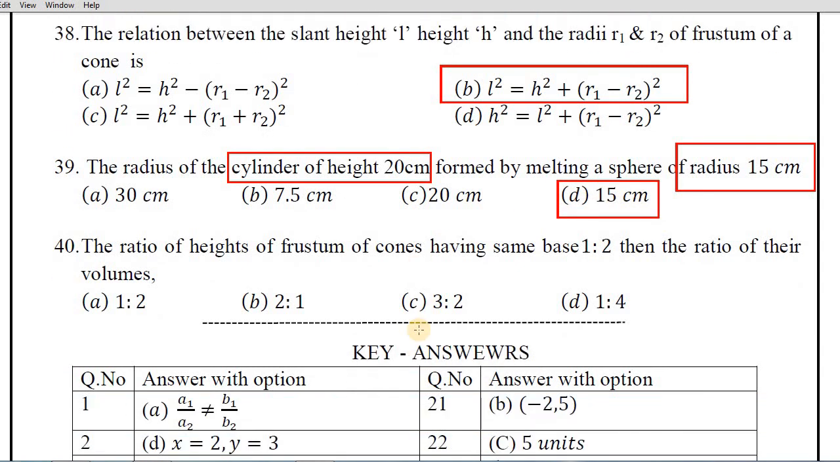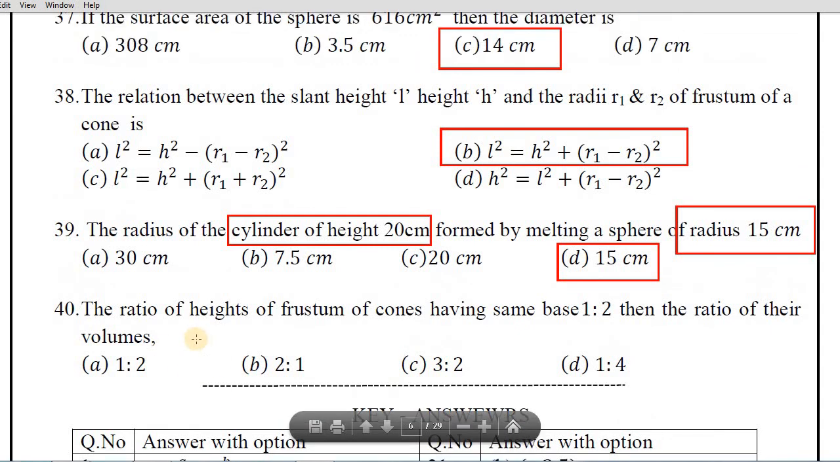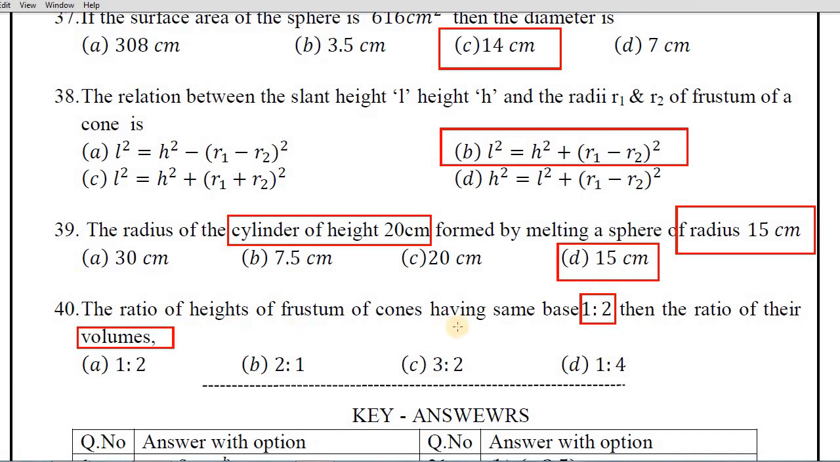So next, question number 40, children. The ratio of heights of frustums of cones having the same base is 1:2. Then the ratio of their volumes? Understand the problem clearly. There are two frustums having the same base, but their heights are not the same. One frustum's height is 1, the other frustum's is 2, means the ratio is 1:2. Then what could be the ratio of their volumes? Keep it in mind.